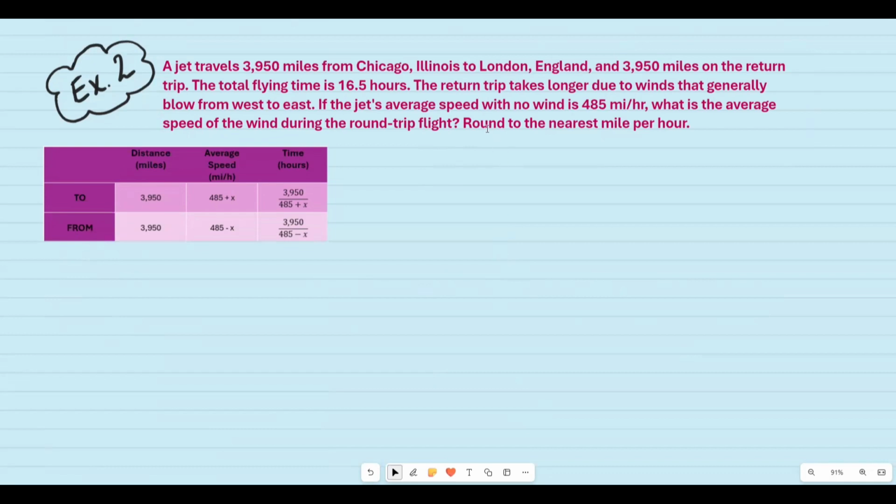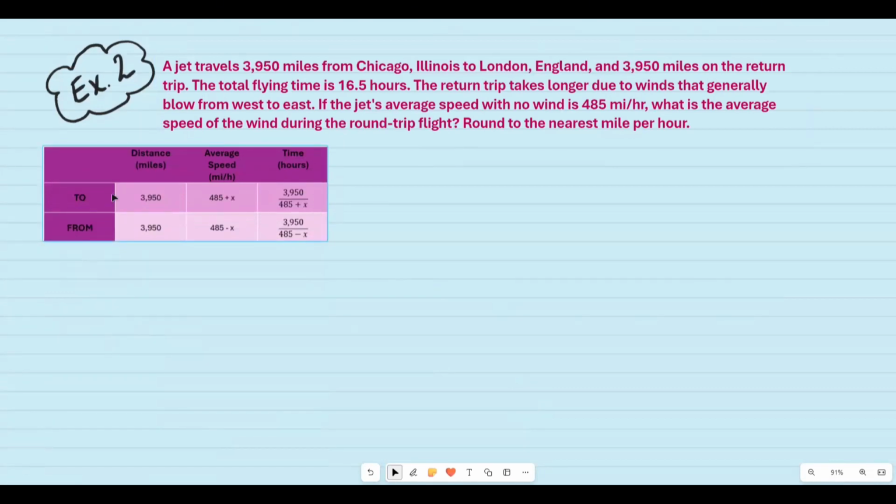Once we find our answer, we're asked to round it to the nearest mile per hour. So I would suggest that you set up a chart where you have your distance at the top and one of your column headings, your average speed, which is the miles per hour, and then the time, which is represented in hours.